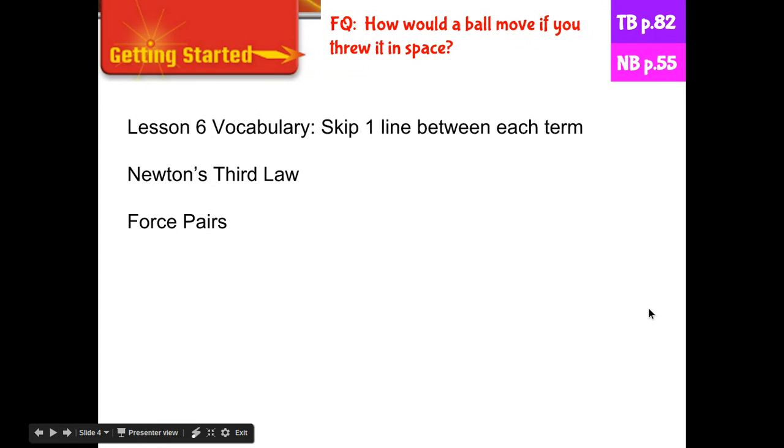We need you to set up our vocabulary, and there are 2 vocab words we want you to write down today. You want to write down Newton's third law and write down force pairs. You are going to be responsible for creating your own definitions in lesson 6. So as you read today, you're going to write your own vocabulary definitions for Newton's third law and force pairs. You also might want to draw a picture for them.